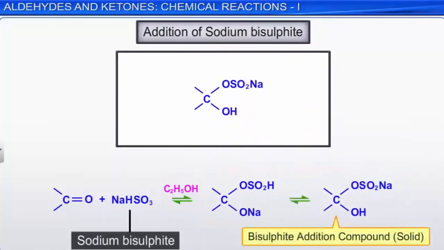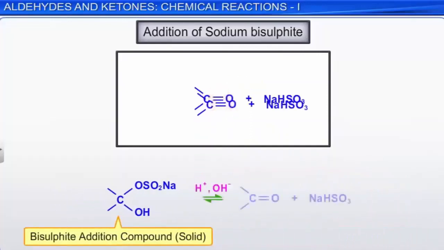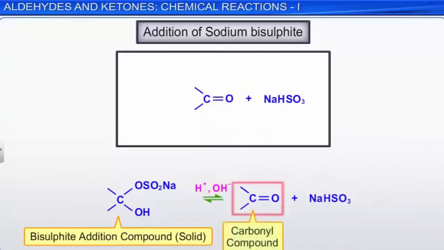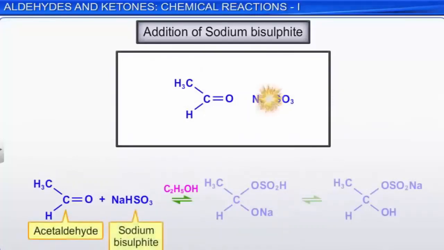This solid adduct is filtered from ethanolic solution and then decomposed by an acid or a base to regenerate the carbonyl compound. Hence, this reaction is used for the purification and separation of carbonyl compounds. For example, acetaldehyde reacts with a saturated solution of sodium bisulfite to give a white crystalline precipitate of acetaldehyde sodium bisulfite.